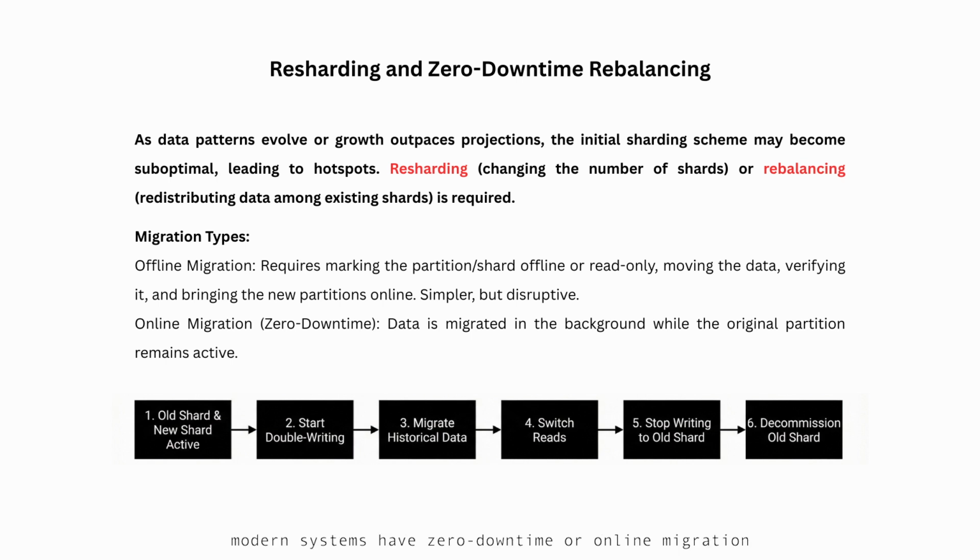Most systems have zero-downtime or online migration capabilities. They start a process called double writing. Write new data to old and new shards simultaneously, migrate all historical data in the background, and then perform an atomic switchover with minimal disruption. This atomic data movement is crucial because manually managing distributed data movement is an enormous operational risk. The ability to scale out by adding nodes at runtime without downtime is a significant modern benefit of systems built for distribution.